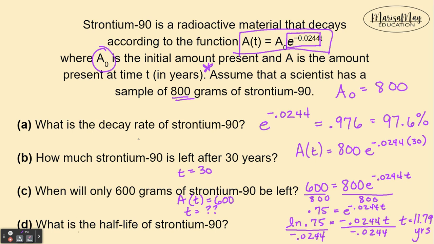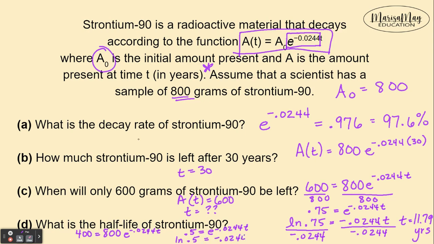So we're really looking for when A of t is 400, and I'll put 400 in for A of t. We'll leave the A of 0 at 800, and I've got that e to the negative 0.0244t. Now I'm running out of a little bit of room here, but I'm going to follow the same process that I did with part C. I'm going to divide by that 800. This time it's going to give me 0.5 equal to that e to the negative 0.0244t. Again, I'm going to take that ln, or that natural log of both sides.